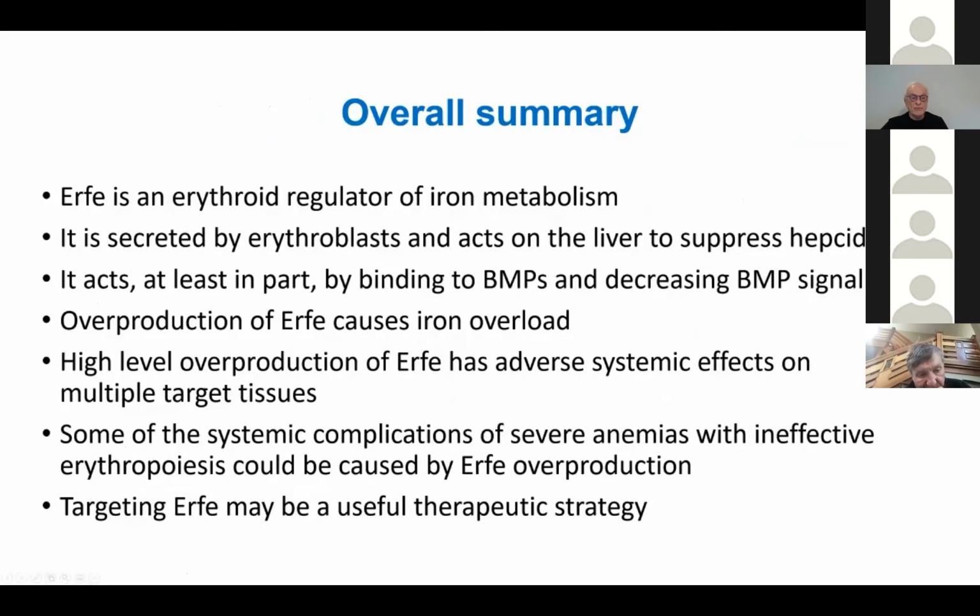So, overall summary, I hope I showed you some evidence that ERFE is an erythroid regulator of iron metabolism. It is secreted by erythroblasts and acts on the liver to suppress hepcidin. It acts at least in part by binding to BMPs and decreasing BMP signaling. Overproduction of ERFE causes iron overload in the transgenic model. High-level overproduction of ERFE has adverse systemic effects on multiple target tissues, probably developmentally mostly. And some of the systemic complications of severe anemias with ineffective erythropoiesis could be caused by ERFE overproduction.